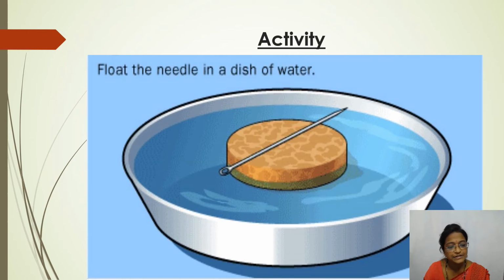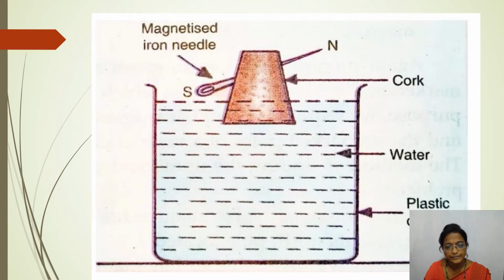So here is one more activity. How can we show directions by using a magnetic needle? Let us see this activity. Again, what materials do we need? We need a plastic jar, we need water, we need a cork, and we need a needle which can be magnetized.